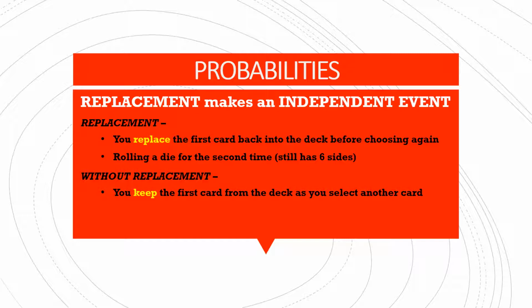Now without replacement, if you didn't replace the card, you would hold that king in your hand, and then you would get a second card dealt to you. That, of course, would affect the second outcome, and that would be dependent. So the replacement, when you replace it back, makes it independent, IND for independent. And without replacement, if you hold on to that card and you don't put it back into the deck before you get dealt another one, that's going to be dependent.